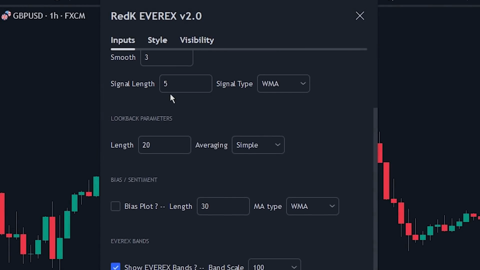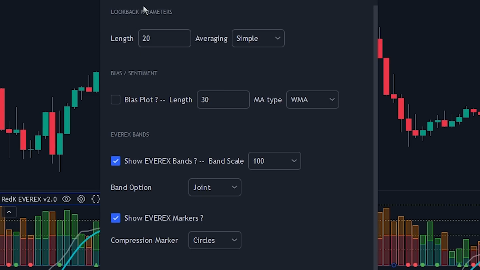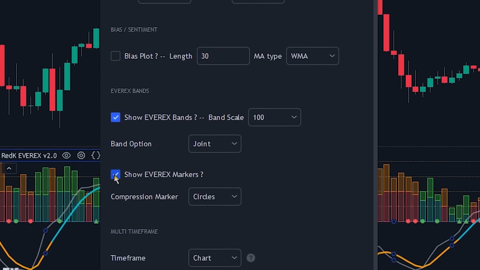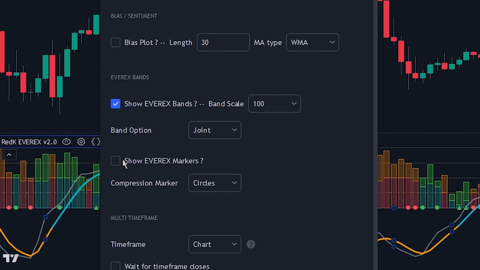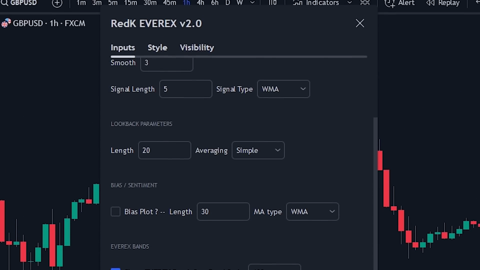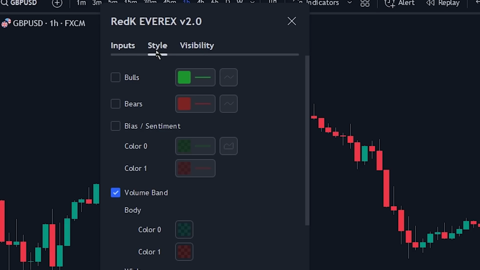You can also see that the length can be changed for multiple other components of the indicator. Despite this, the only input setting we will be changing is for the Everix markers. Scroll down to these markers and uncheck them in order to disable them. Now head over to the style settings of the indicator.